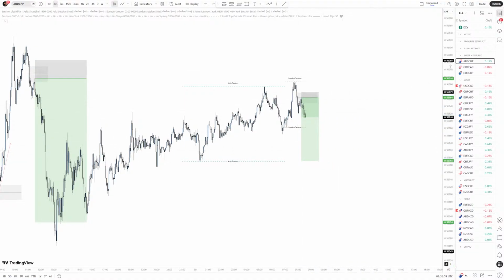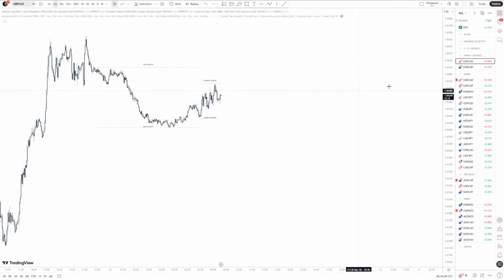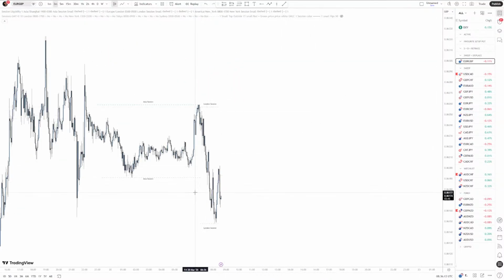We'll just put it in the watch list. Unfortunately, we did miss out on the entry. If I was to enter now, it's below 1 to 2, which is the minimum I take anyway. So put this in the watch list. GBP CAD. It was in the range. Put this in Forex. Euro GBP, we swept the low. We'll put it in the watch list for now.